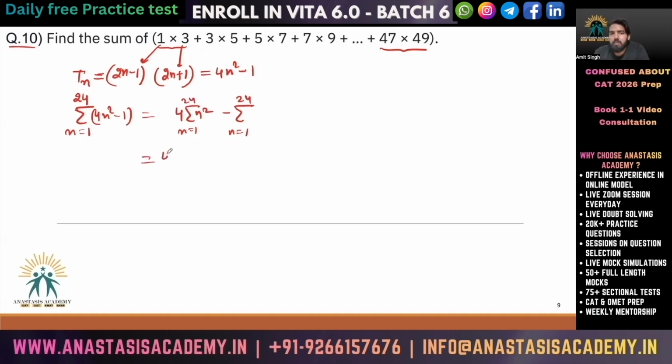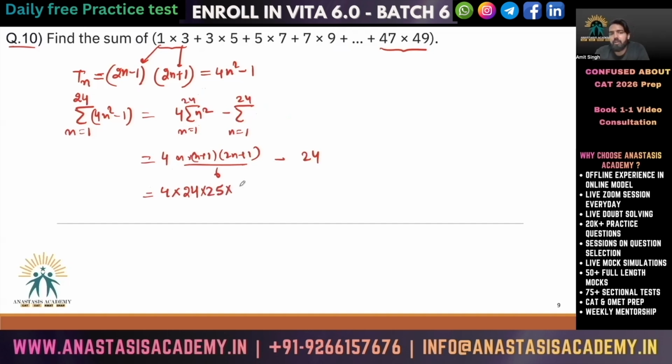So I know the sum of squares of first n natural numbers is given by n into n plus 1 into 2n plus 1 by 6. Minus it would be 24, right? Because you are adding a constant number 24 times, or summation of a constant. This would be 24.